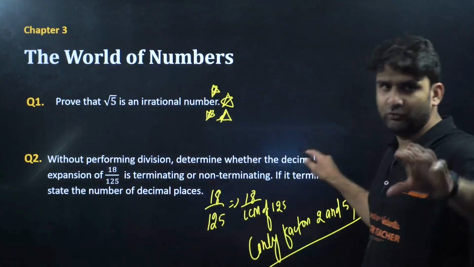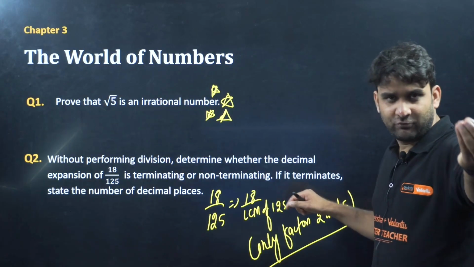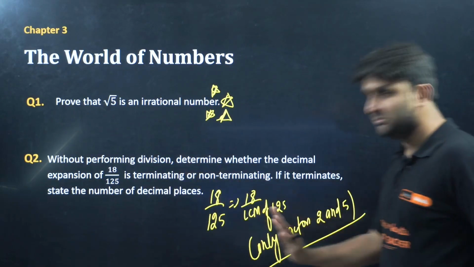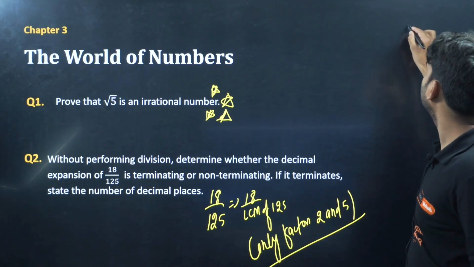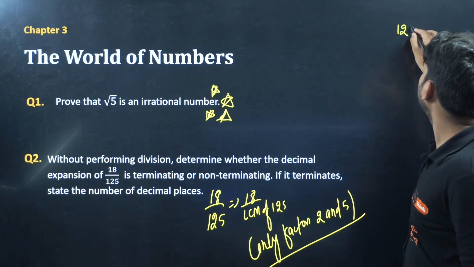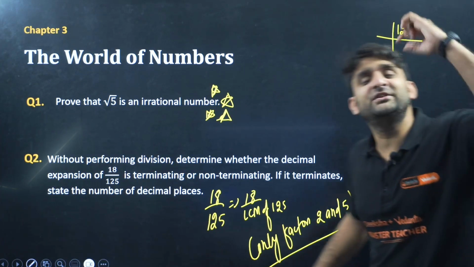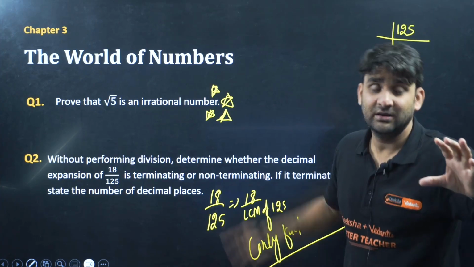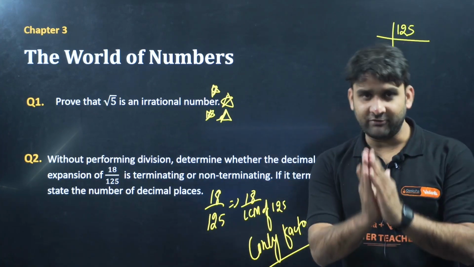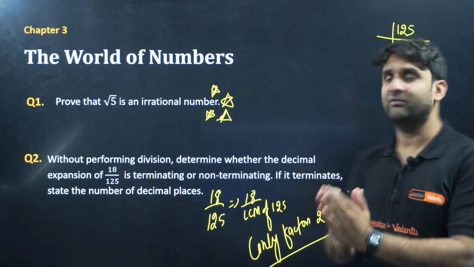Let me show you. I know a few of you might be getting confused, so let me show you. Take the LCM of 125. The ones digit is 5, and if the ones digit is 5, it is confirmed that this number can only be divided by 5. Only 5 will be the factor.